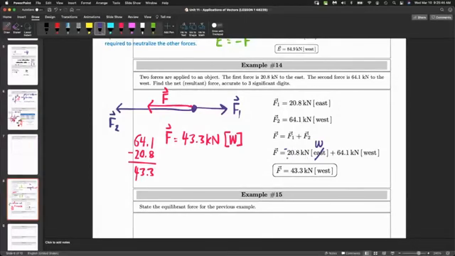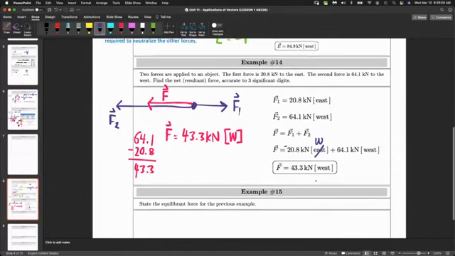So now I have apples to apples. I have west and I have west. So I can have here negative 20 plus 64, which is positive 43.3. This is not a correction. This is not an error. I'm just showing you how I fix it to do it in my head.